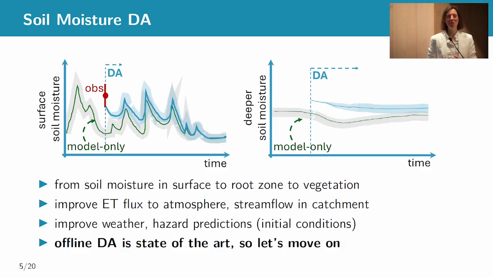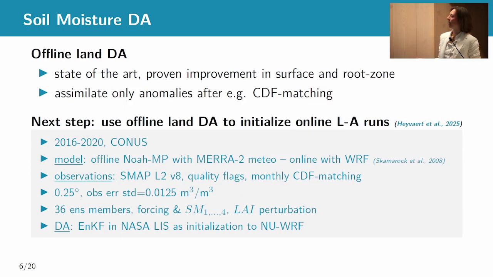And I'm going to assume today that soil moisture data assimilation is state-of-the-art. We know how it works. Again, it means that we only assimilate anomalies, we remove the bias. Assuming that we know how to do this offline data assimilation, and we really do know, right? There's plenty of papers on that. Let's take one step further. How can we now use those data assimilation results in terms of soil moisture to improve or at least have an impact on our atmosphere?